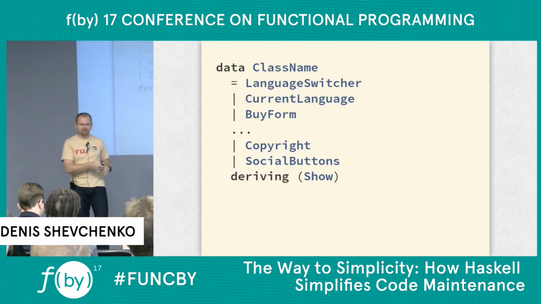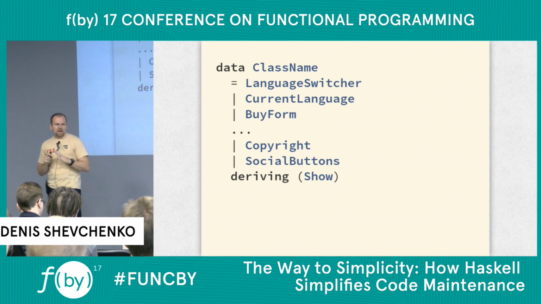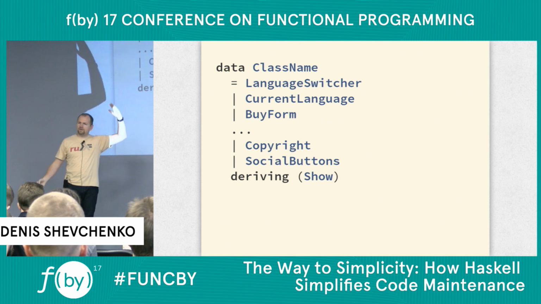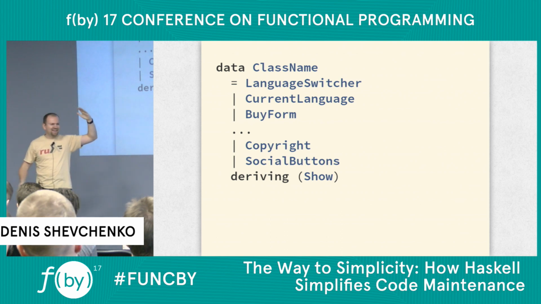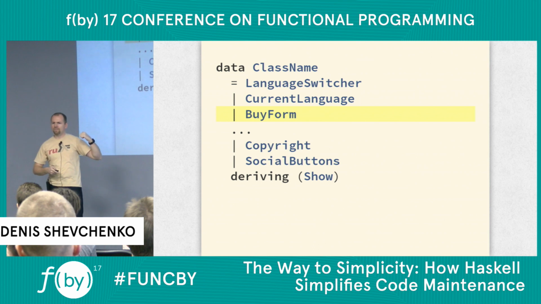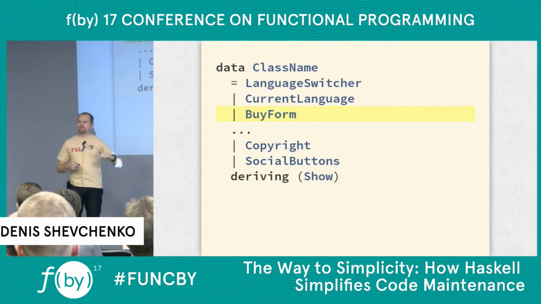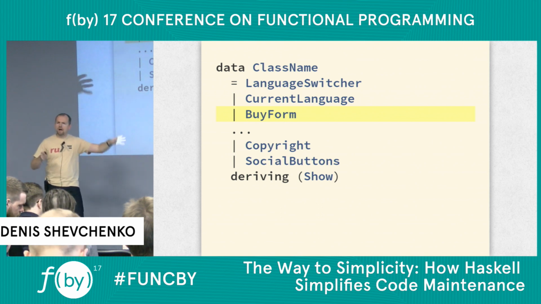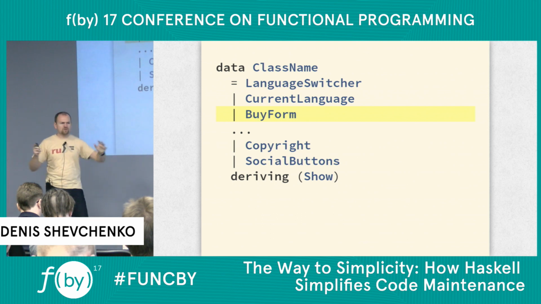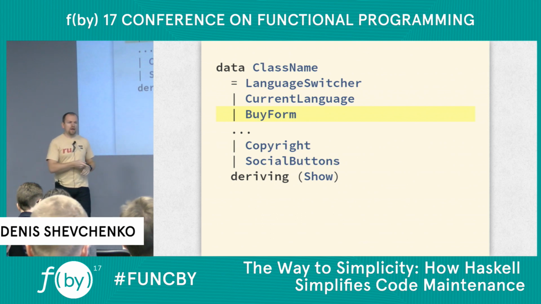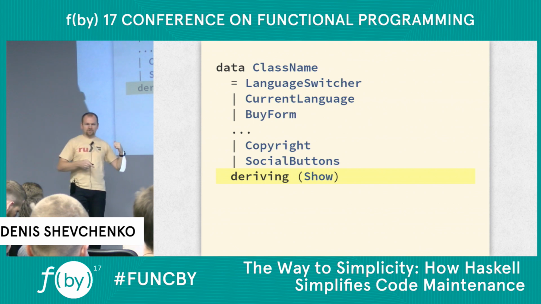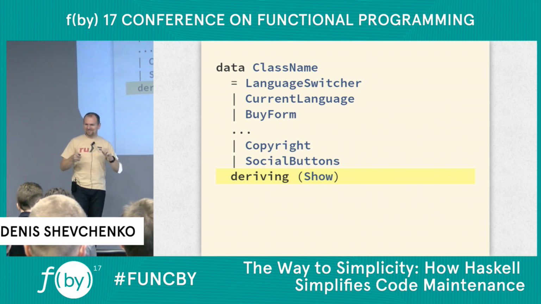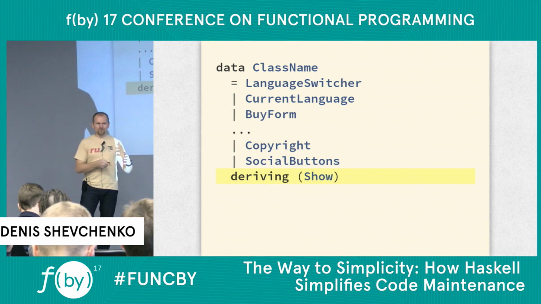So how can we fix this example? Let's create a type, ClassName. This type includes all CSS class names, including ByForm. It's just values, just nullary constructors. Just ByForm, it's not a number, it's not a flag, it's just ByForm. And this line is black magic. Please remember it and you will see how it works.